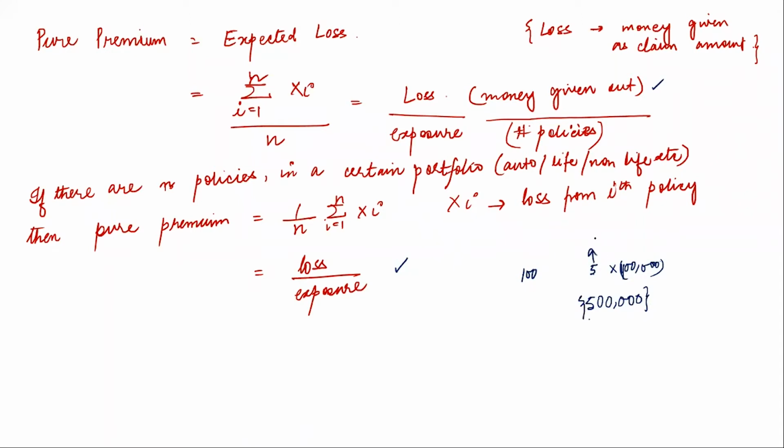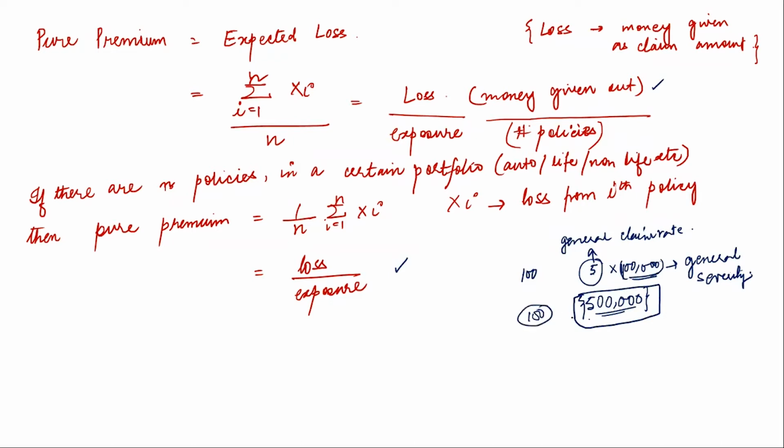This came from the general claim rate, right? And this is your general severity. So you have the number of claims and you have the severity. So you know this much is there. If you're expected to give out this much money, how much premium will you charge? You have 100 policies.